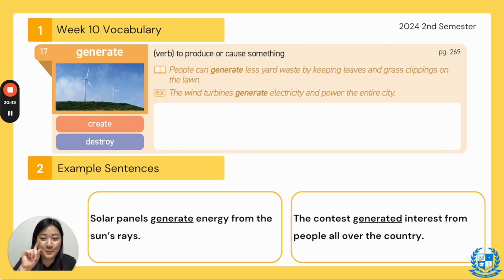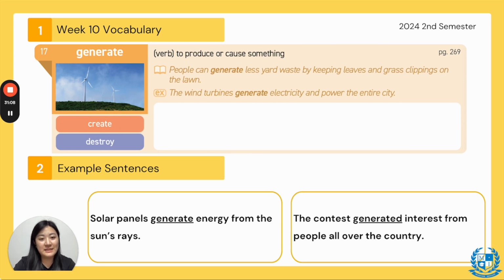Example, let's read together. The wind turbines generate electricity and power the entire city. So here, these wind turbines, they make energy. They generate energy. Over to the side, it says solar panels generate energy from the sun's rays.